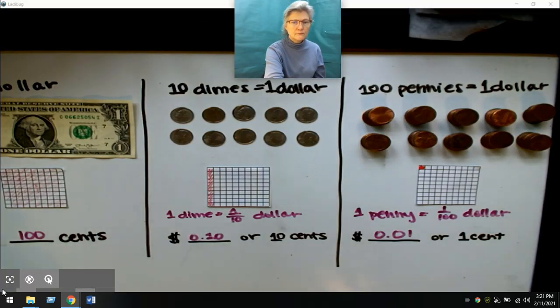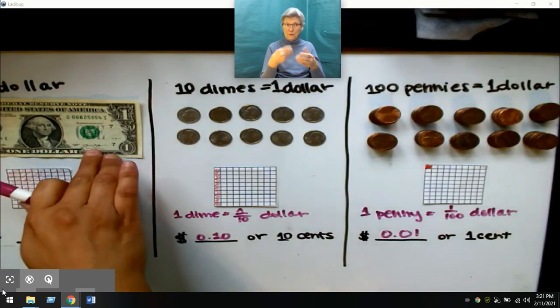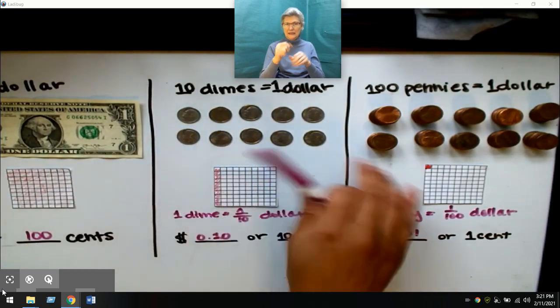So just like our place value position is a base 10 system, our money is a base 10 system as well when we're thinking about dollars, dimes, and pennies.